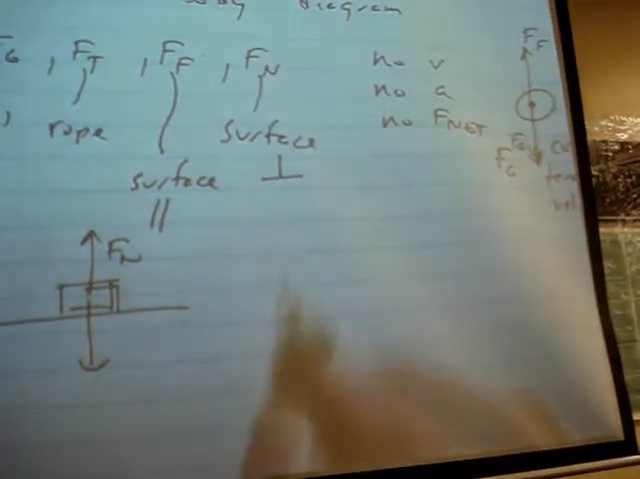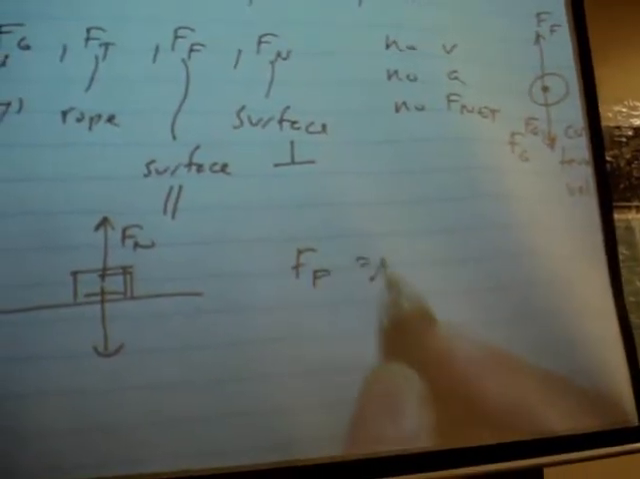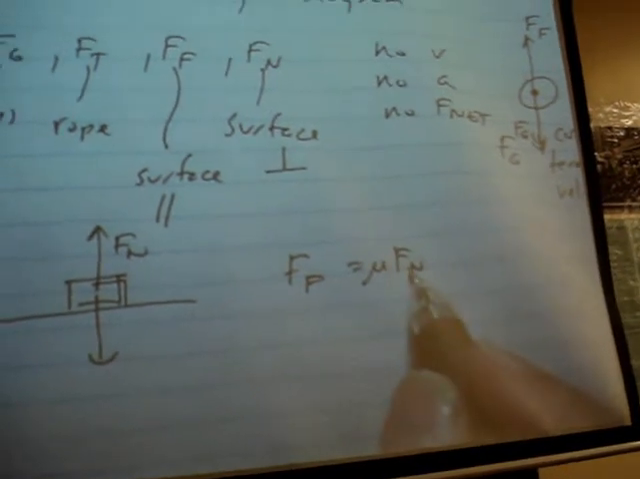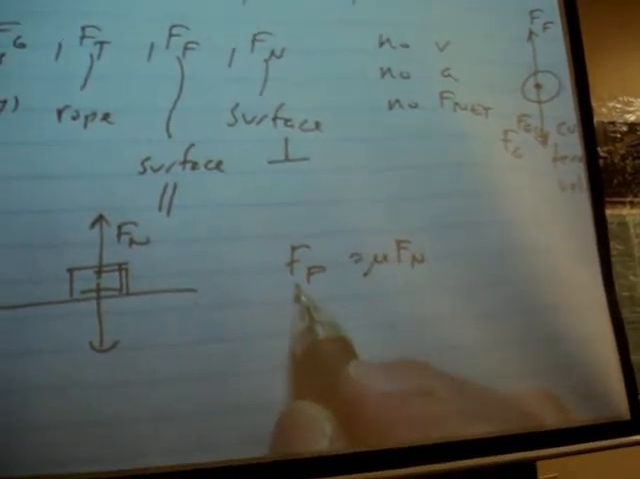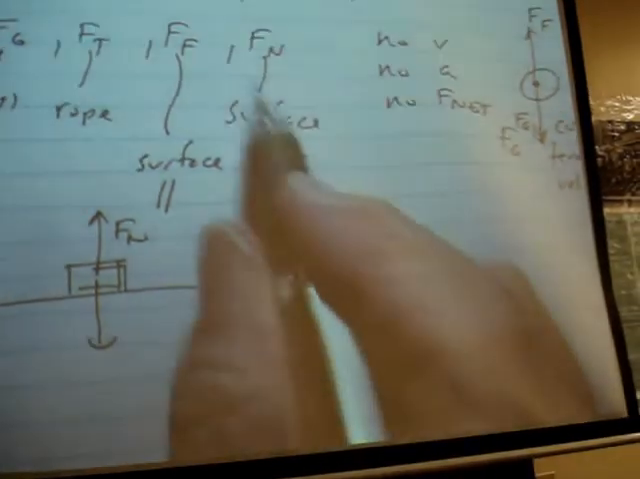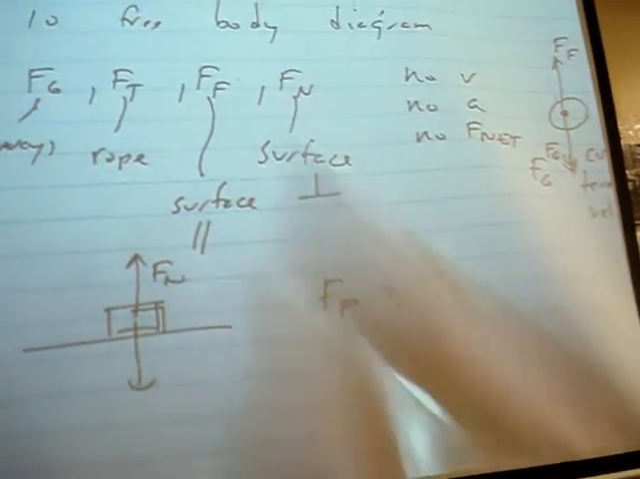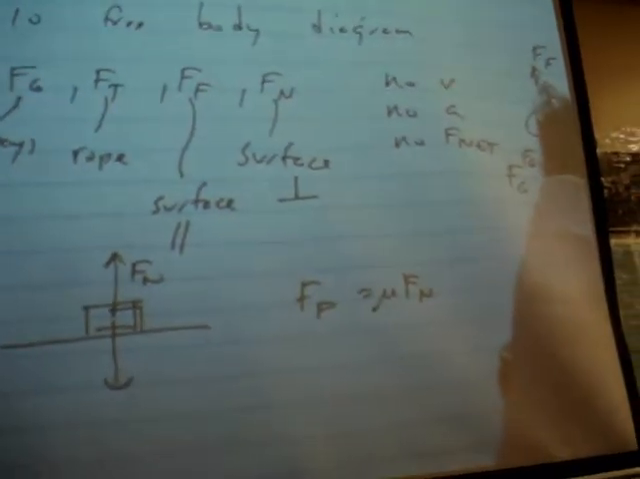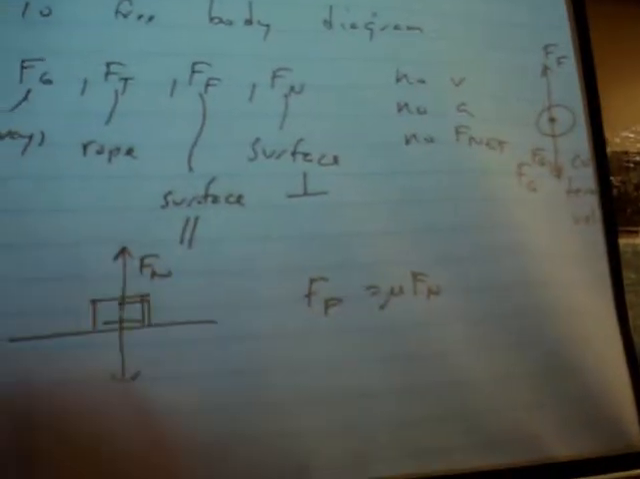So, friction force is mu F sub n. If there's no F sub n, there's no friction force. You cannot have a normal force without a surface. This is the only case we're going to have a friction force that has no surface. All the rest of them, there will be a surface.